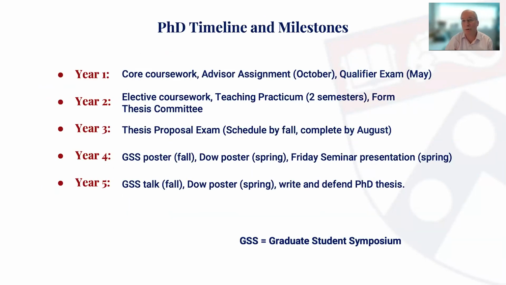All right, so swinging to the PhD program. The PhD timeline, I said it's a 5-year program, and every year has a set of milestones. In year 1, you're doing your courses, mostly your core classes. You're getting an advisor assigned to you, and you're taking the qualifier.